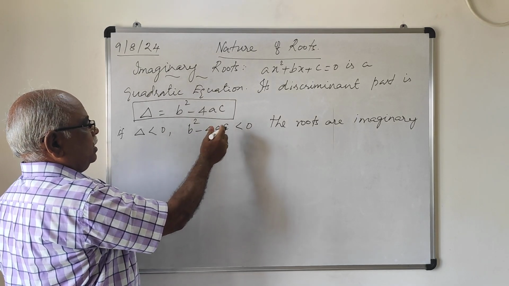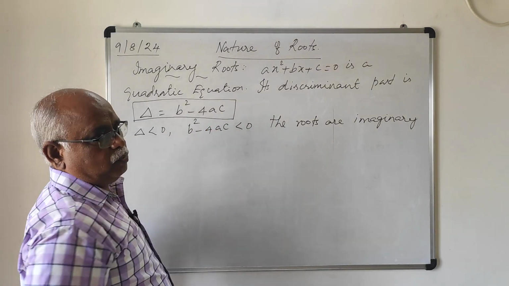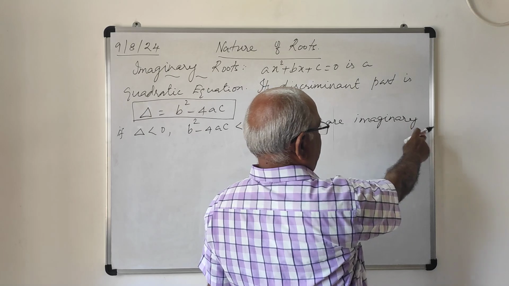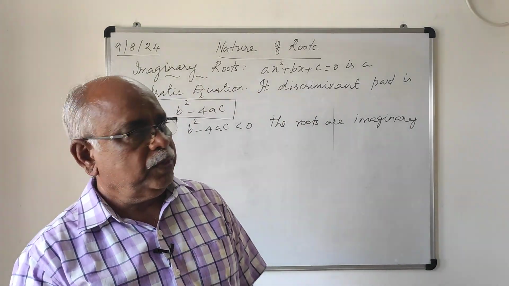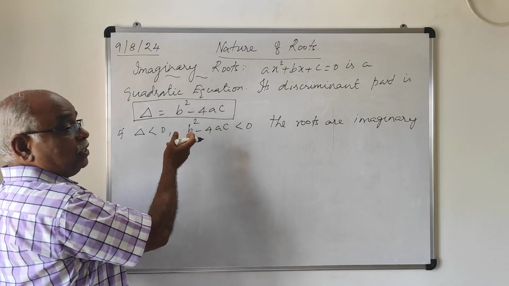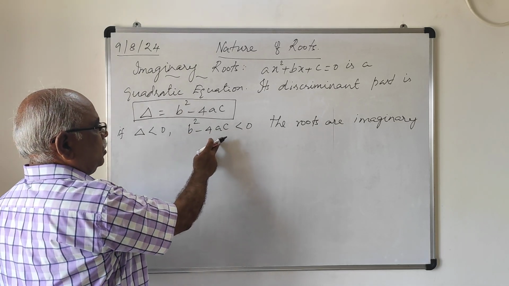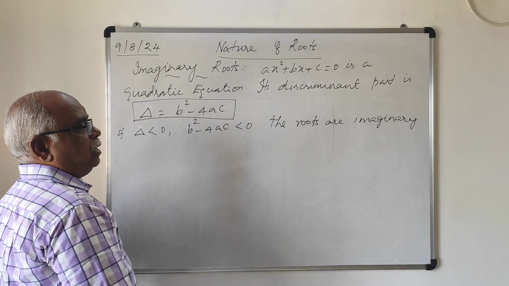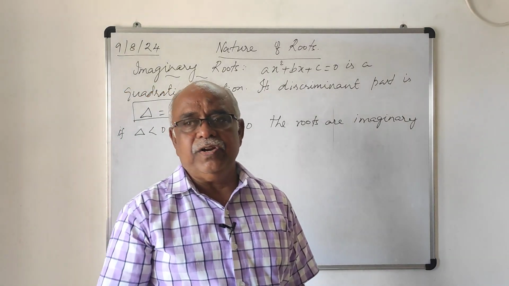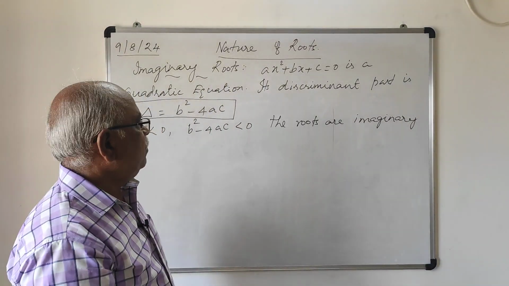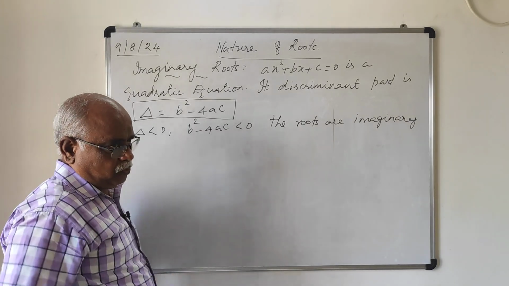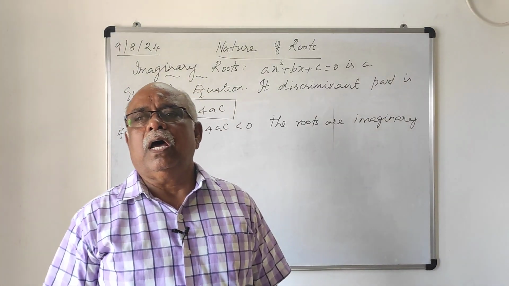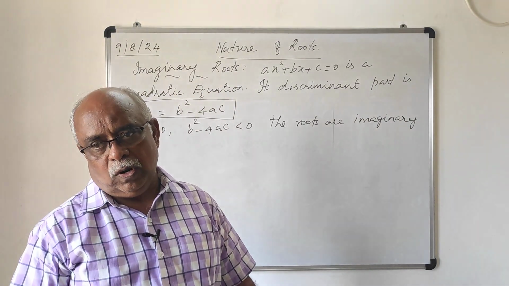We know that b square minus 4ac is less than 0, negative. In this case, the roots are imaginary. A quadratic equation has two roots, you know. If delta is greater than 0, that is b square minus 4ac is positive, then the roots are real and distinct. And if delta is equal to 0, that is b square minus 4ac equal to 0, then the roots are real and equal.